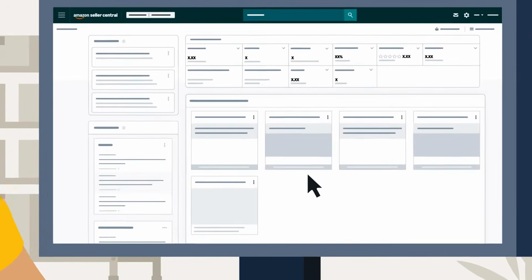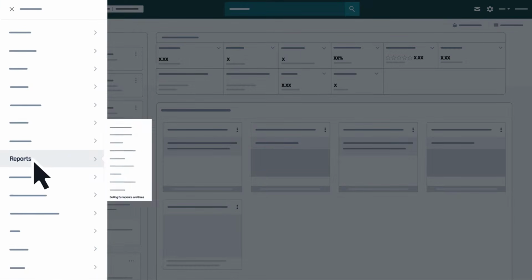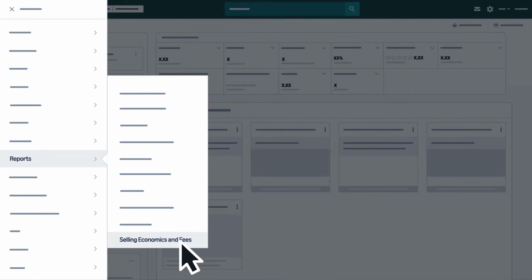To access Profit Analytics, open the main menu in Seller Central. Hover over Reports and select Selling Economics and Fees.